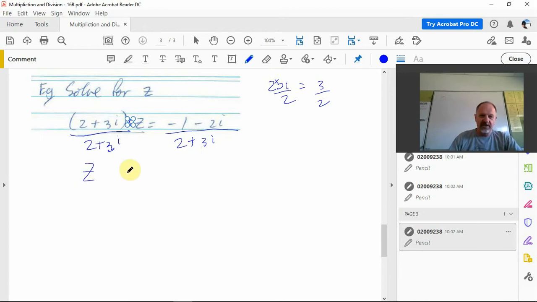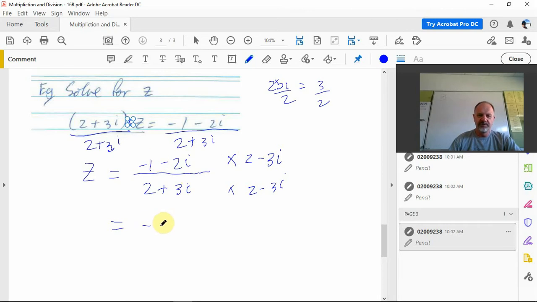Now, when we've got this division, we need to think, okay, we need to express my denominator as a real number, not an imaginary, so we multiply top and bottom by the conjugate. All right, and go from there. So negative 1 times 2, negative 1 times negative 3i, negative 2i times 2, negative times a negative is positive 6i squared, which of course is then negative 6.